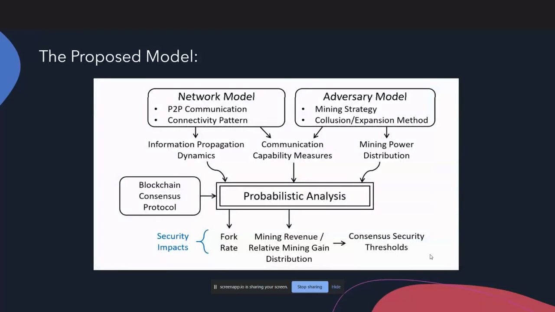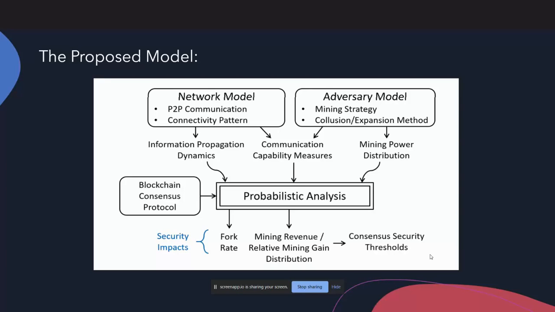This is the proposed model in this paper: an analytical model to assess the impact of network connectivity on the security of PoW, proof of work based distributed consensus systems and blockchain systems. The model captures network connectivity by a graph representation of the peer-to-peer network and evaluates the communication capability of a miner node during a blockchain fork race.